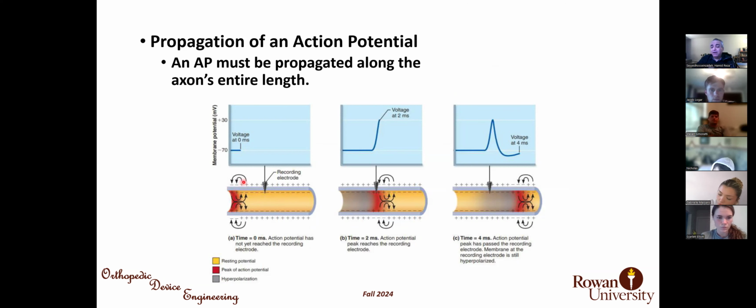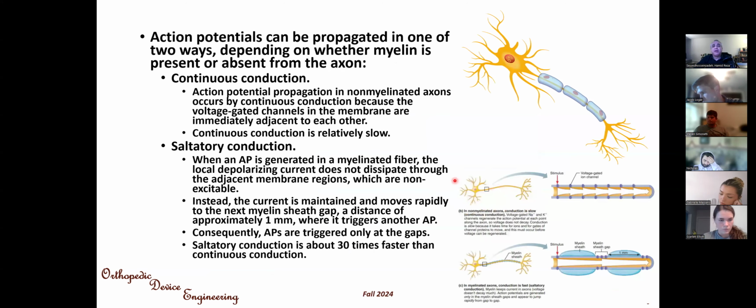But we have a long axon, and the impulse must travel along the axon. This travel is called propagation of action potential, and it travels along the length of the axon. First, this area is stimulated. It travels to the next area, and it continues until the full length of the axon is stimulated. And the stimulation reaches the end of the axon, which is called the axon terminal.